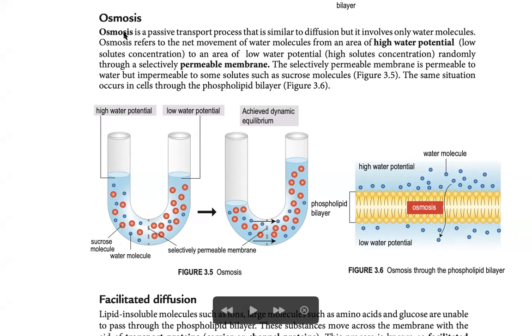Why? Because we are talking about osmosis. So water will move from this area to this area by osmosis. So that's why at the end of the experiment you see the level of water in this area is lower than here. Why? Because more water diffused from this area to this area. Can you understand?